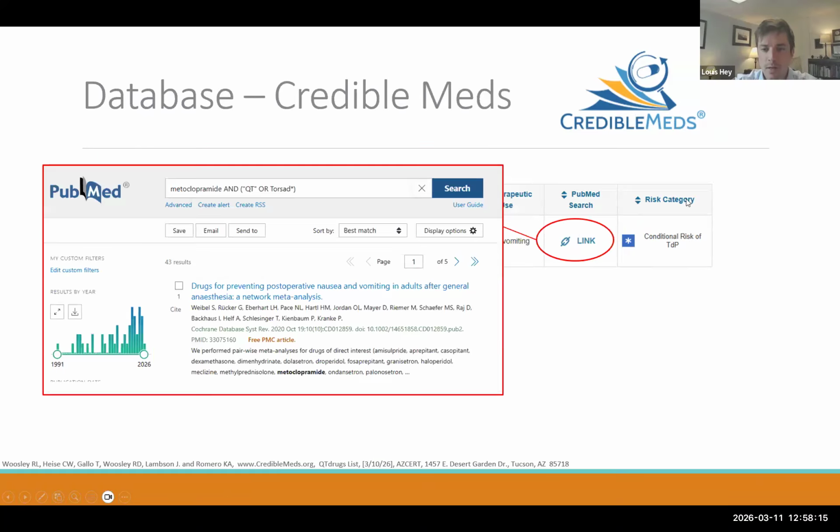And then if you click this link, I really like this. I think this is really cool. For any medication, it'll automatically pull up a PubMed search in a new browser, searching for that drug and QT or torsade. And then you can look at all the articles. So for metoclopramide, there's 43 articles. That's not terrible, right? So you can go through the articles that way.